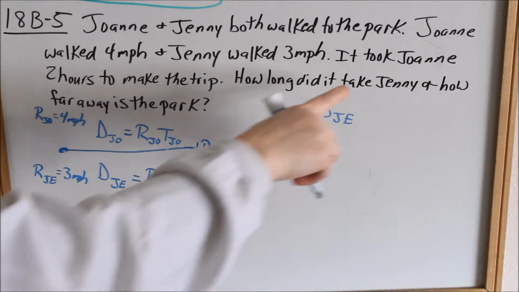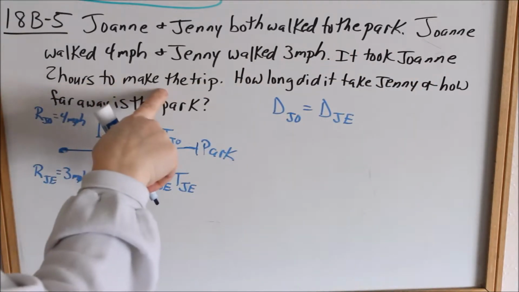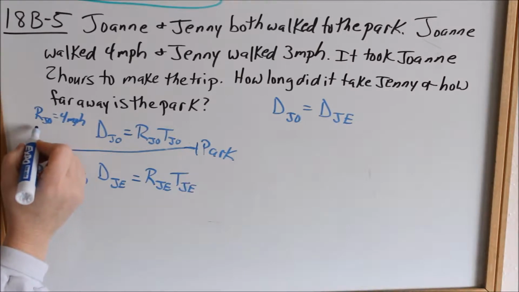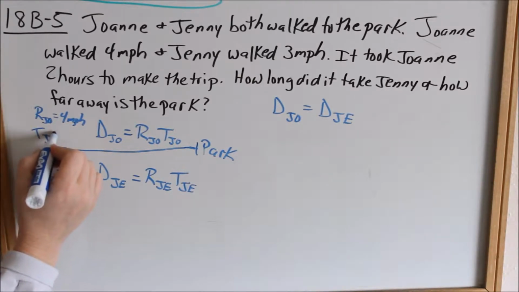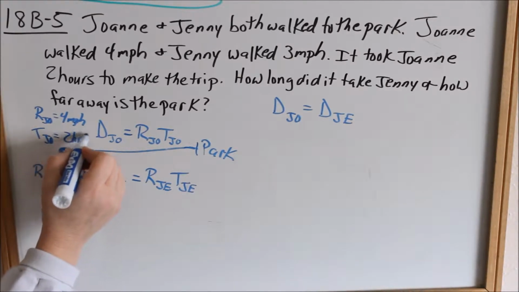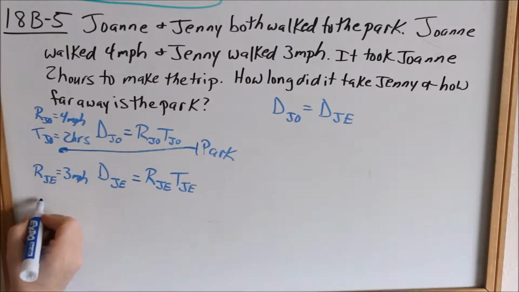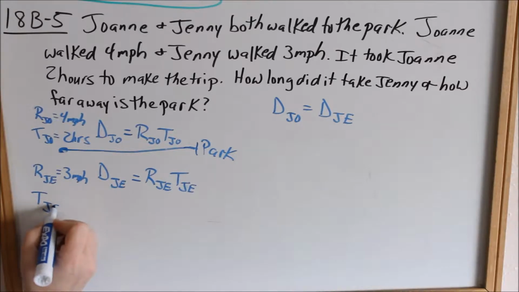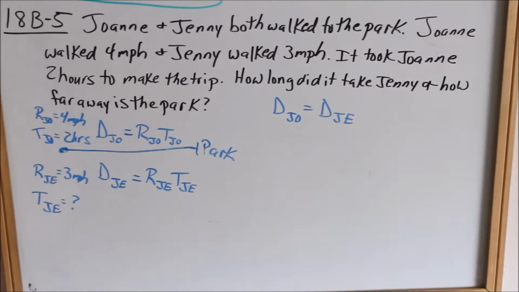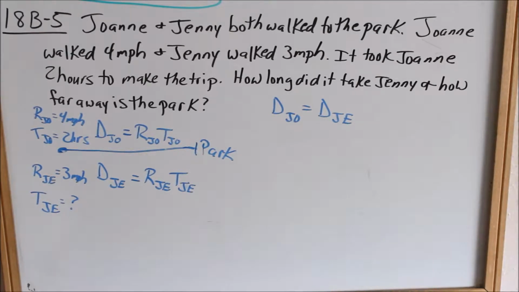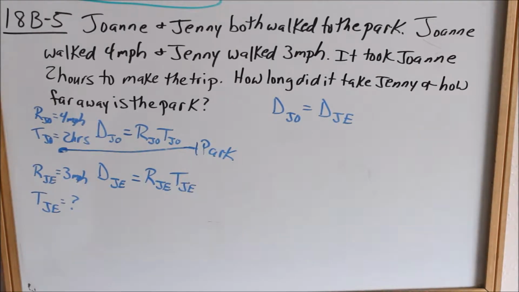Okay? Then it said it took Joanne 2 hours to make the trip. Okay, Joanne, we just were told her time. So we were told the time of Joanne was 2 hours. Then it says, how long did it take Jenny? We don't know Jenny's time, so I'm just going to come down here and put a question mark, because that's what I don't know. And then it also says, how far away is the trip? Or how far away is the park?